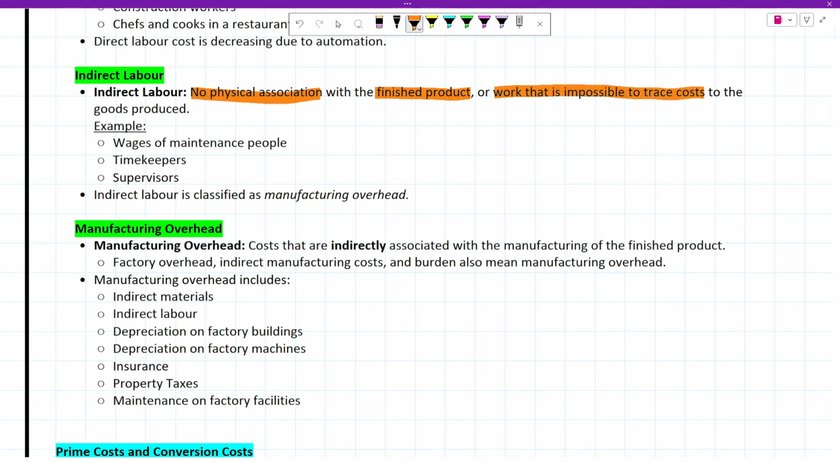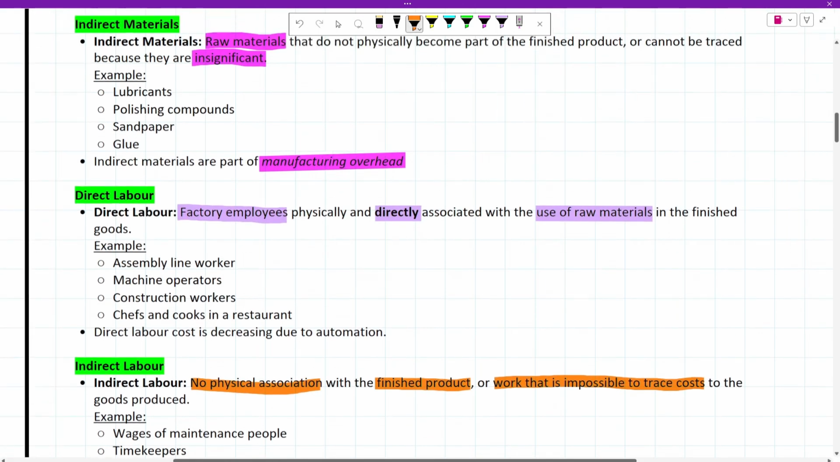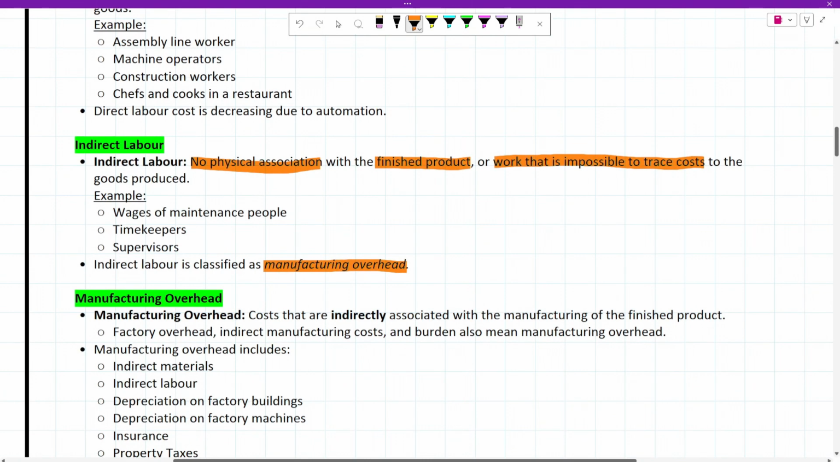So an example of this is wages of the maintenance people, timekeepers, and supervisors. Indirect labor is classified as manufacturing overhead. So indirect labor is similar to indirect materials, which we classify as manufacturing overhead.